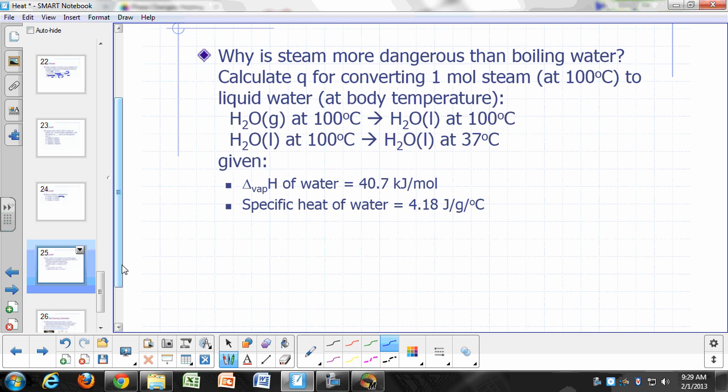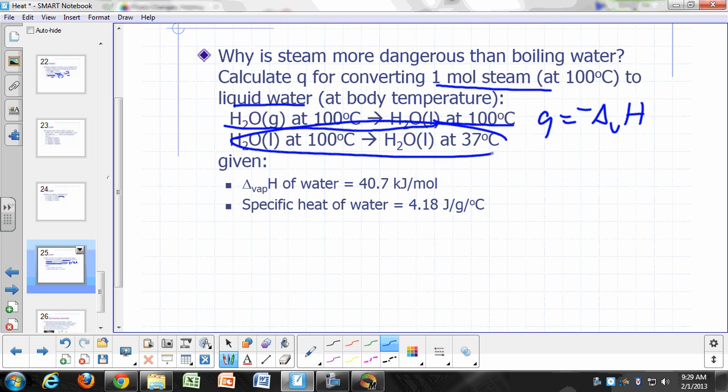Right. So you can calculate Q for converting 1 mole of steam at 100 degrees to liquid water at body temperature. So you have water turning from gas to a liquid at 100 degrees. The Q for this is equal to the negative of the delta H of vaporization. And then what's the Q for this? Transforming water from 100 degrees Celsius to 37 degrees. Q for this is just going to be C delta T, right? And if we assume C is independent of temperature. So let's calculate that.